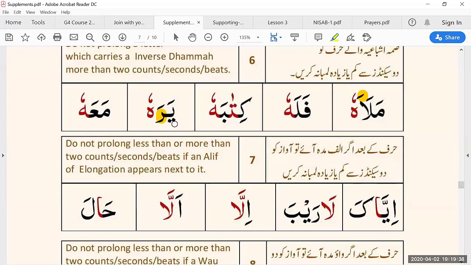يره, Yarahu, يره. Okay, معه, that is right. Ma'ahu, because ain also comes from the middle of the throat.